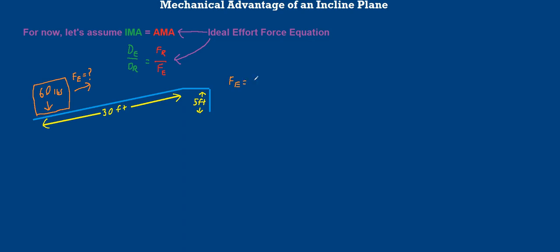And so let's go ahead and figure that out. To figure this out, we're going to use this ideal effort force equation. More specifically, we're going to use the Deers are free version of our ideal effort force equation. So let's go ahead and rewrite that equation. We'll say DE over DR is equal to our FR over our FE. And so let's plug those numbers in. We know our DE is 30 feet. We know our DR is 5 feet, so we just plug those in here. 30 feet goes on top, divided by our distance resistance, which is 5 feet. And we'll set that equal to our FR divided by our FE. And the FR is clearly 60 pounds. That's the weight of the object we're trying to lift. And we'll divide that by its effort force, which we don't know. That's kind of the whole point here.